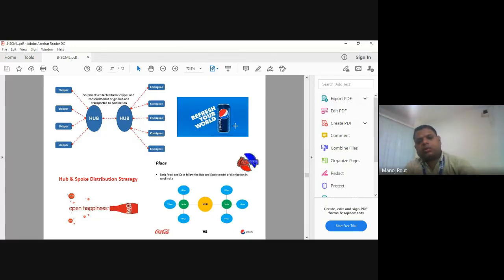If you go to the next figure, in case of Coca-Cola versus Pepsi, both Pepsi and Coke follow the hub and spoke model of distribution in rural areas. So one distribution hub is connected to spokes, then that spoke is directly connected to a number of villages. There are no particular intermediaries there. The hub plays the manufacturing unit and the spoke plays the distribution center, and that distribution center is well connected to different number of villages. That is the concept behind. So if you have any doubt, you can ask anyone.